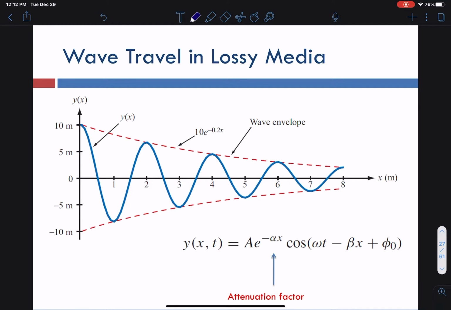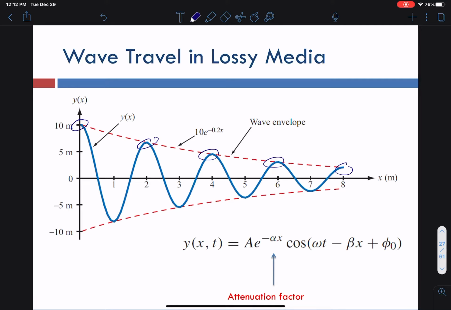So lossy media means, in the last class we talked about lossless media, right? Your amplitude is not changing when it's traveling through the media, but in lossy media, your amplitude is changing. So look at that. Here is a 10 meter amplitude, and it's changing over here and slowly going down, right?